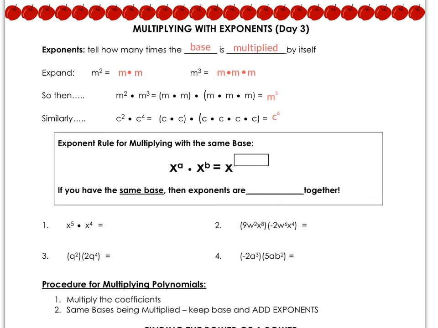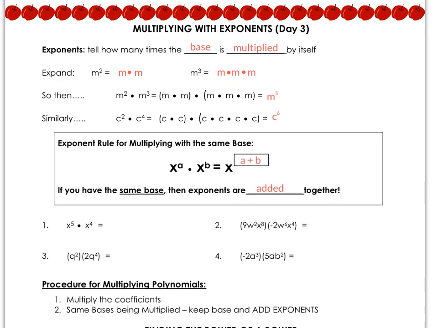So there's a rule that we can follow here. Rather than expanding it out every time, we can memorize this. The exponent rule for multiplying with the same base: as long as we have the same base, like x to the a power times x to the b power, our rule is we can just add them together. So add a plus b, whatever our bases are. If you have the same base, then exponents are added together.